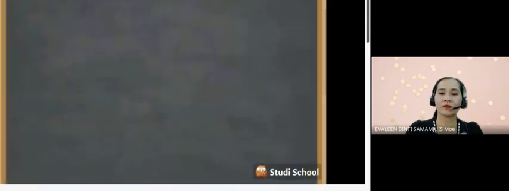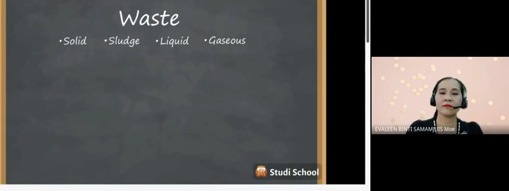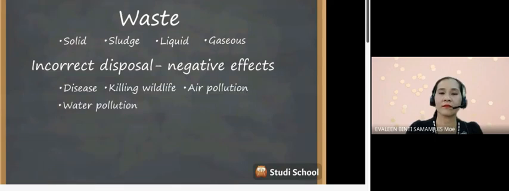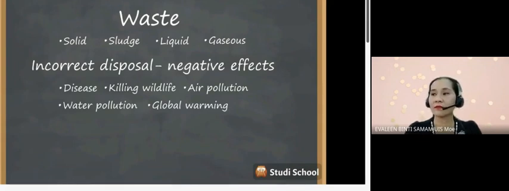Now you know that waste can be categorized into solid, sludge, liquid, and gaseous waste. We also know that incorrect disposal can have negative effects, like disease, killing wildlife, air pollution, water pollution, and can even contribute to global warming. That's why it's important to reuse and recycle. So the next time you're getting rid of waste, think about the effect it could have on the environment. Maybe there's a better way to dispose of it.